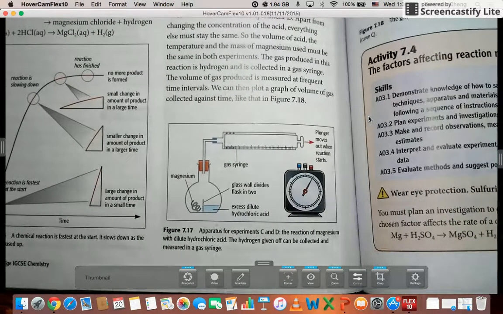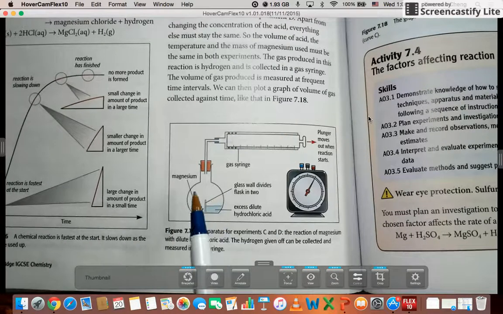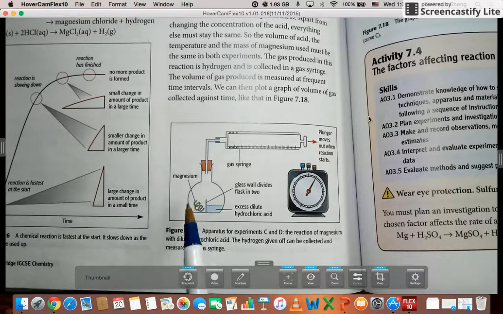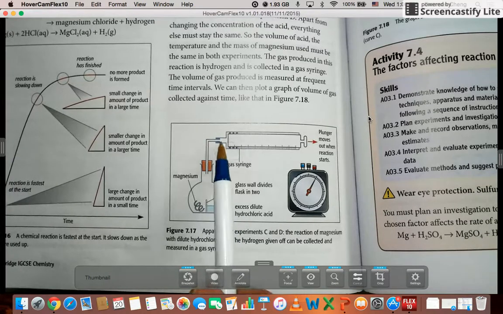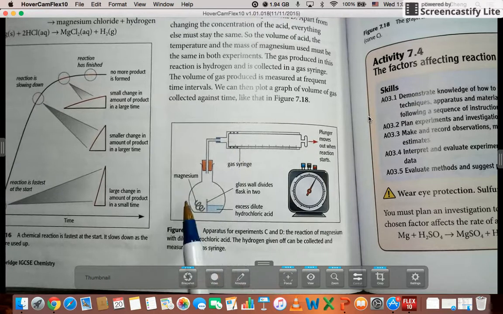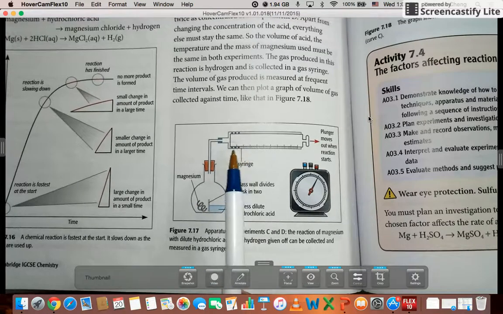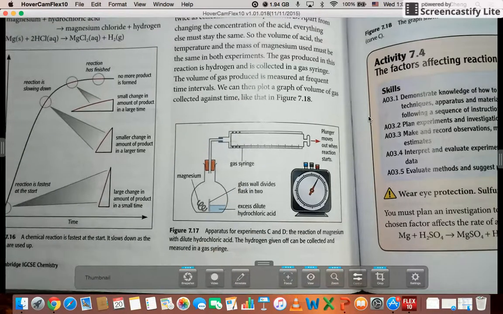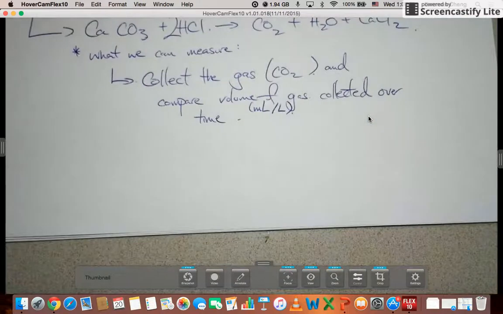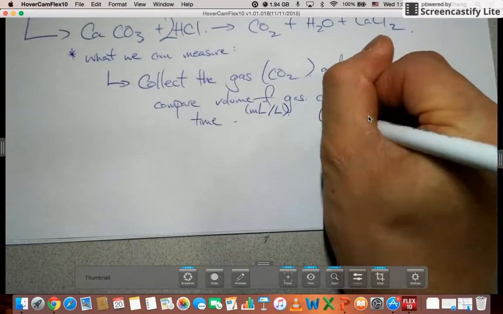So if you look at the textbook, figure 7.17, there's this diagram of a different experiment. So you see a reaction flask. There's a stopper. The reaction's going on here. The gas gets generated and collected by a gas syringe. As the gas is being made, the gas will push the syringe, and then you can see how much gas was generated over time. Do you guys follow so far? So this is figure 7.17.